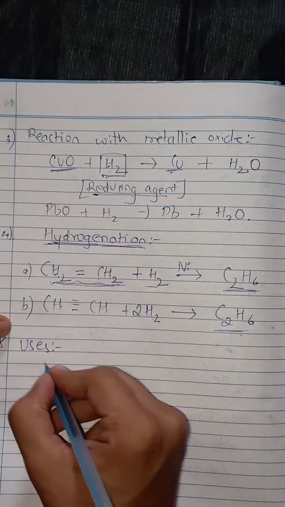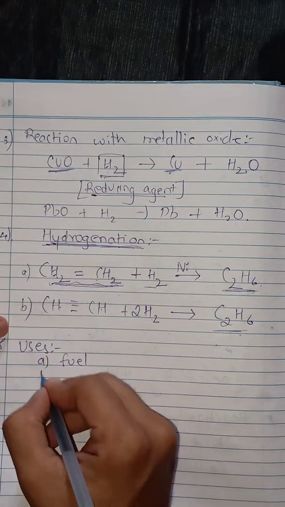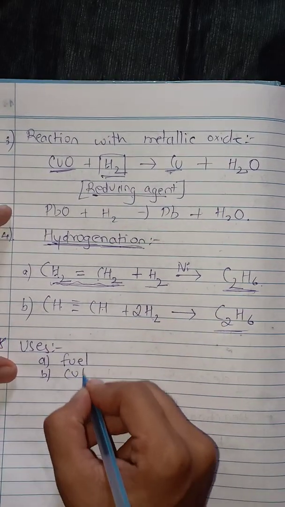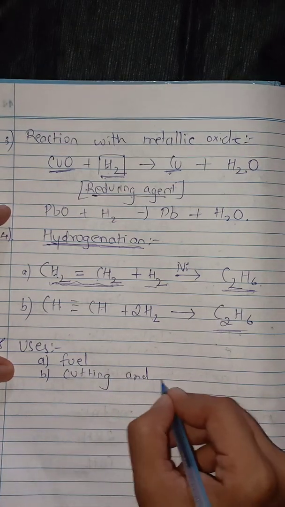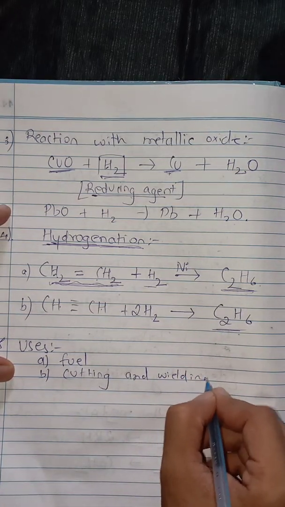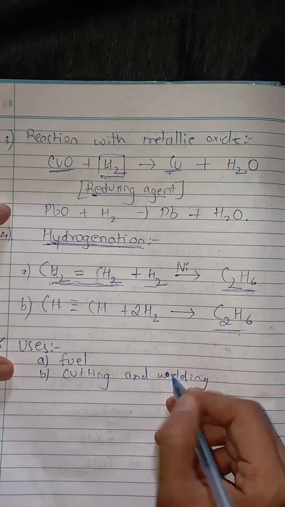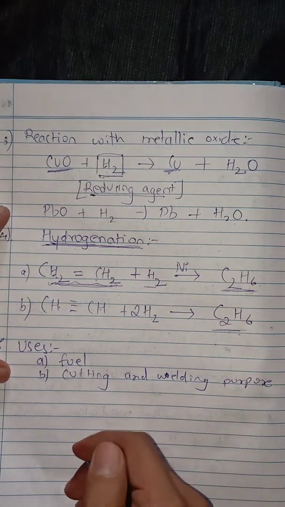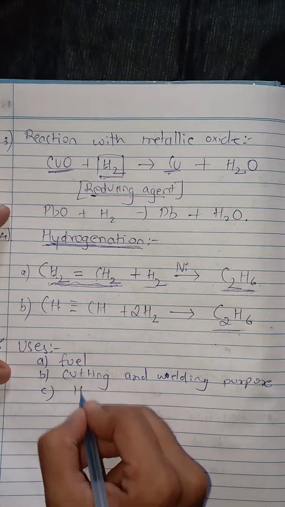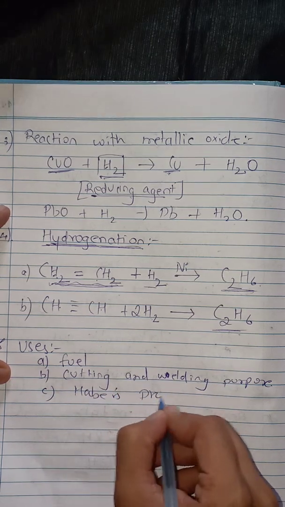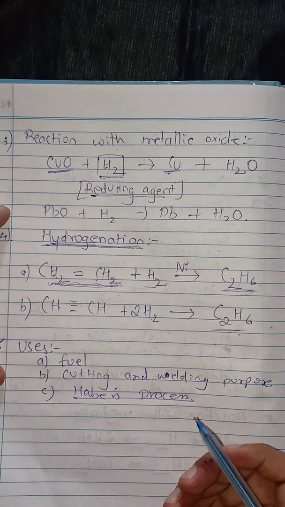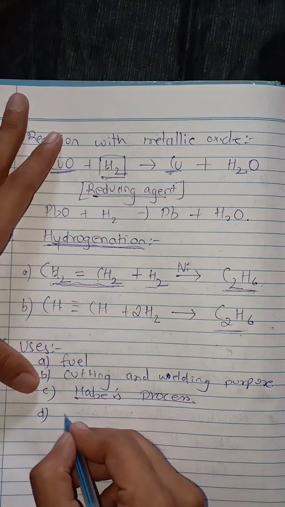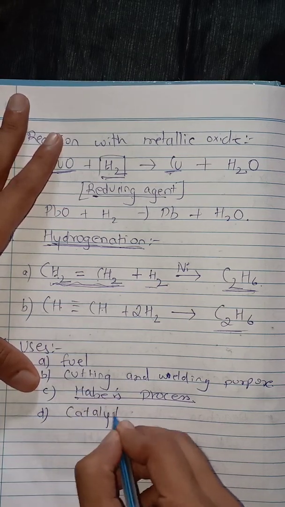See, it can be used as a fuel. Okay, like what? Coal gas, water gas. Okay, it can be used for cutting and welding purposes. Okay, it can be used in the Haber's process. In Haber's process, last time we read how to prepare ammonia. Okay, see, the fourth point is catalytic hydrogenation.